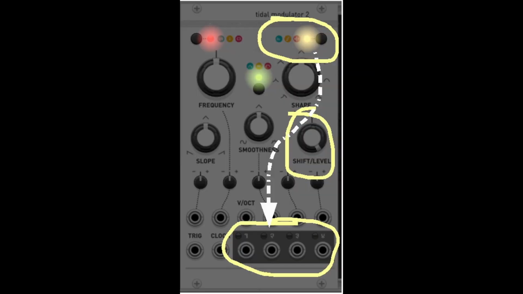The function of the shift level knob is a little bit more complex and depends on whether one of the LEDs in the upper right corner is lit or not. It all has to do with the 4 outputs. Please be patient another minute. I'll explain it in detail soon.